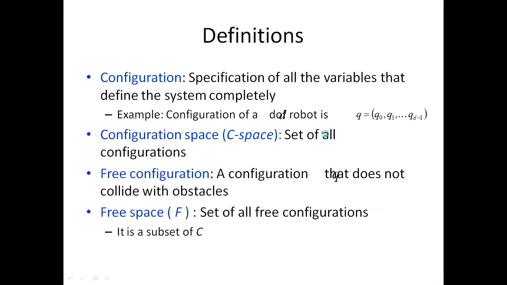So the definition: we have to define configurations, which are the specification of all the variables that define the system completely. For example, a configuration of a robot. The configuration space is the C space, the set of all configurations. Similarly, we have free configurations, that is, a configuration that does not collide with the obstacles. In the free space, we have the set of all free configurations, which is a subset of C.